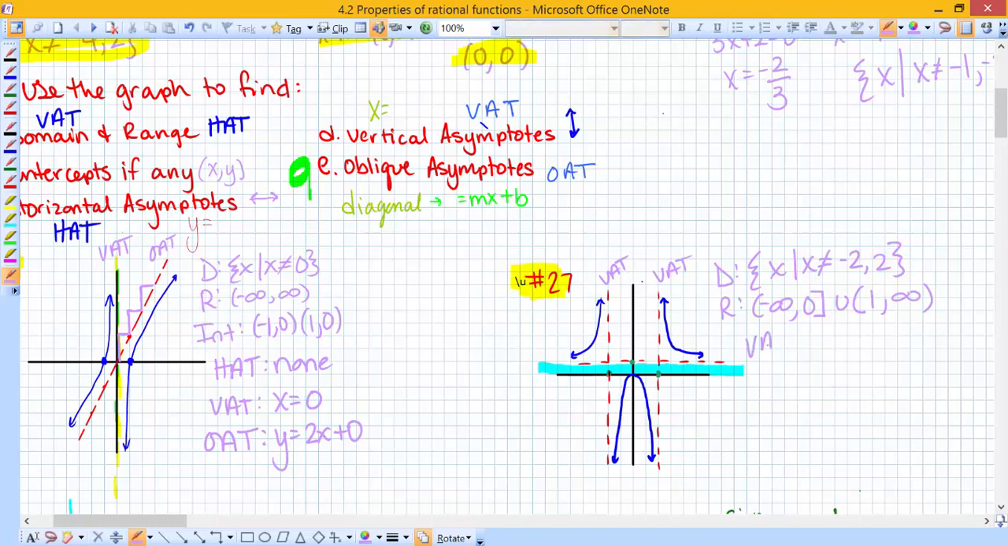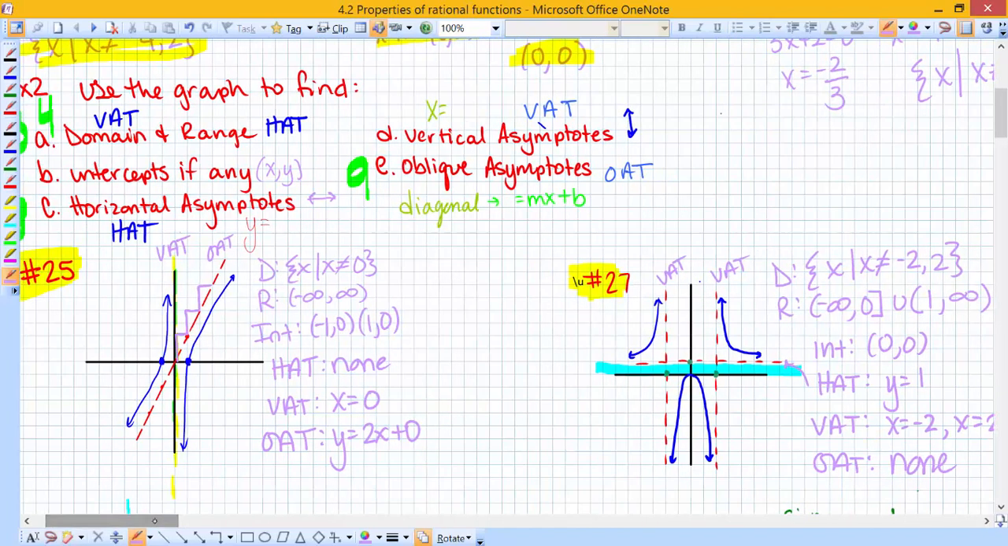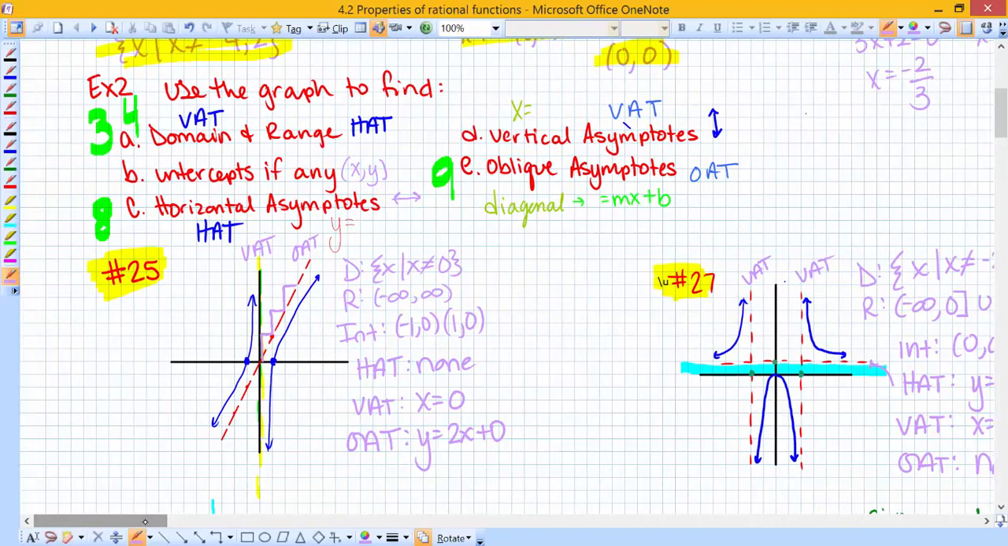Now I'm ready to do my intercepts. So my intercepts, let's see, I have 0, 0. And then it says horizontal asymptote that I need to find. Here's my horizontal asymptote, y equals 1. Vertical asymptote, there were 2: x equals -2 and x equals 2. And the oblique, there are none at a diagonal. So none. It shouldn't take you long to go through and do these on your classwork. They're relatively simple. Just pay attention to what you're doing, please. And questions, make sure you write them down.